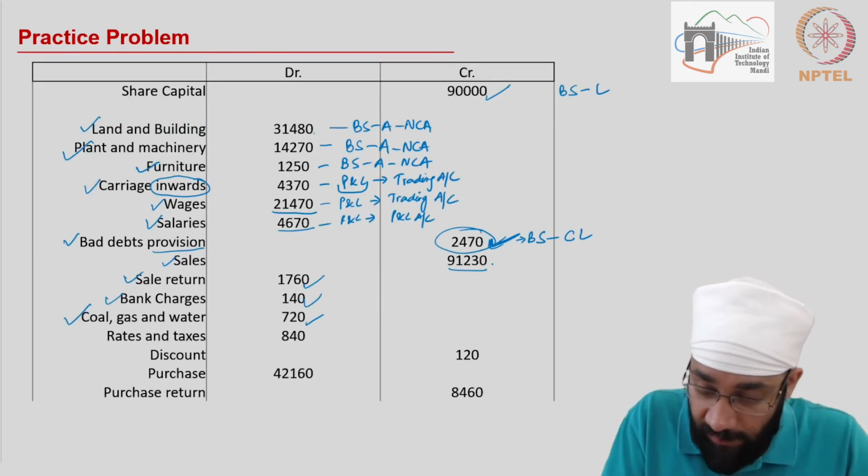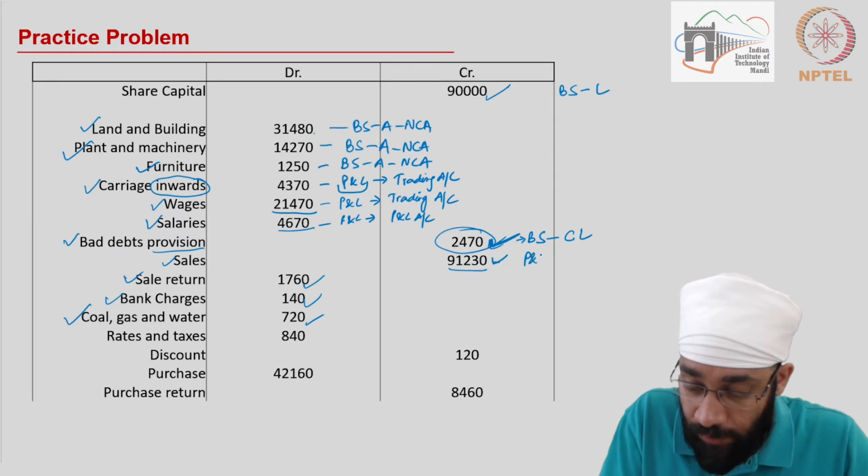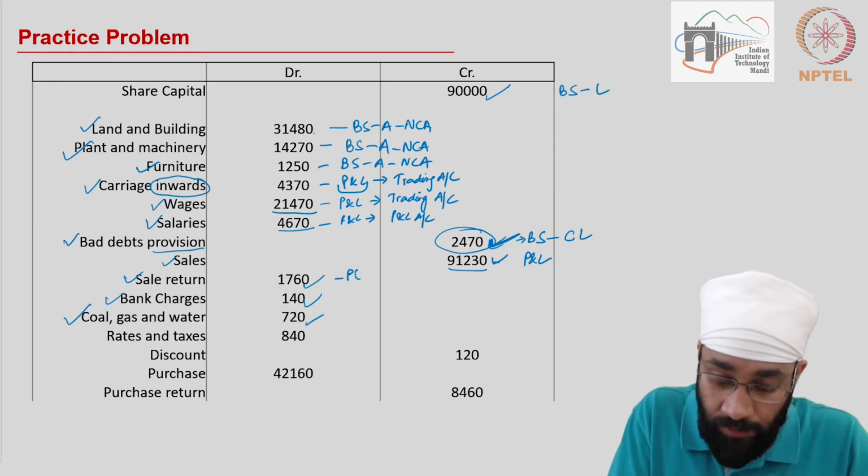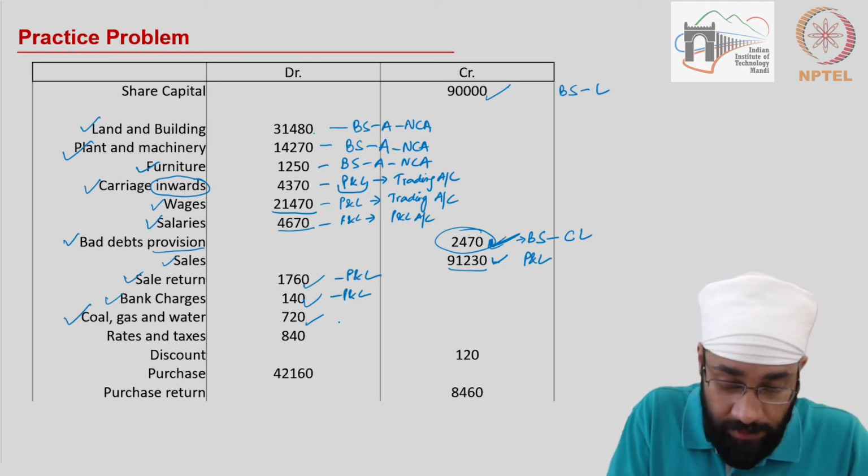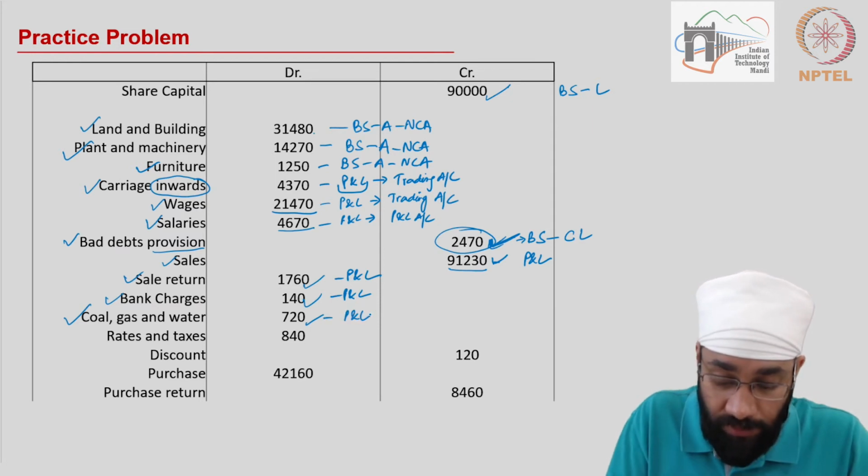And I've not written things here. Let me just quickly do that. This goes to profit and loss account. Sale return goes to profit and loss account. And coal and gas also goes to profit and loss account.